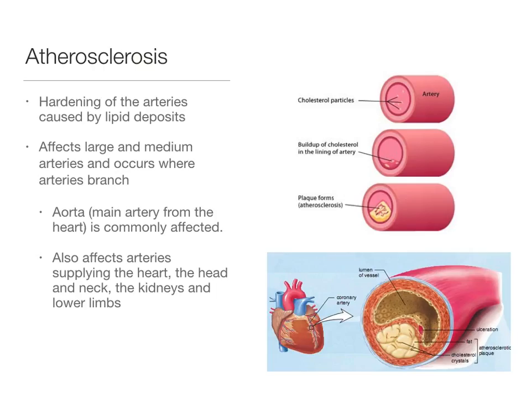Atherosclerosis is the process whereby arteries are hardened by lipid deposits. Lipids and cholesterol, as mentioned, can deposit in artery walls, eventually leading to narrowing of the arteries and complete blockages. Typically, atherosclerosis affects large and medium arteries and occurs where arteries branch or at other points of stress in the arteries. Often the aorta, the main artery from the heart, is affected, but it's also common for arteries supplying the heart, the head or brain and neck, the kidneys and lower limbs to be affected.